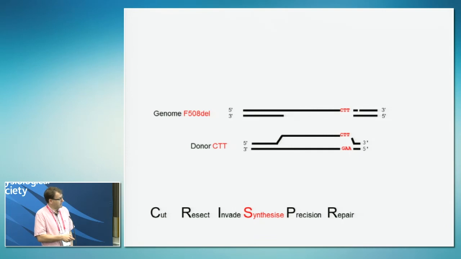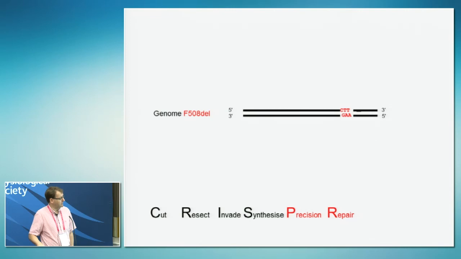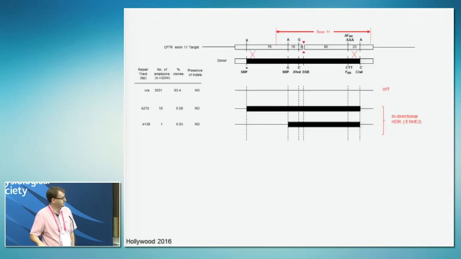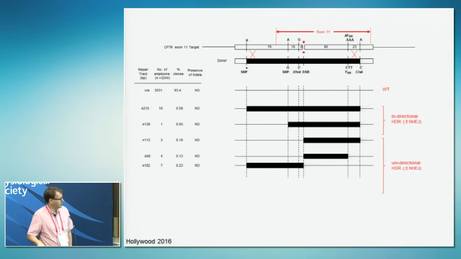This then rejoins, it fills in the gap and synthesizes the other strand, and we end up with precision repair. I'll skip through these slides, but what this showed is that at best we got about 2% gene editing efficiency. A big improvement on our previous work, still the best that anyone's reported in CF without selection.